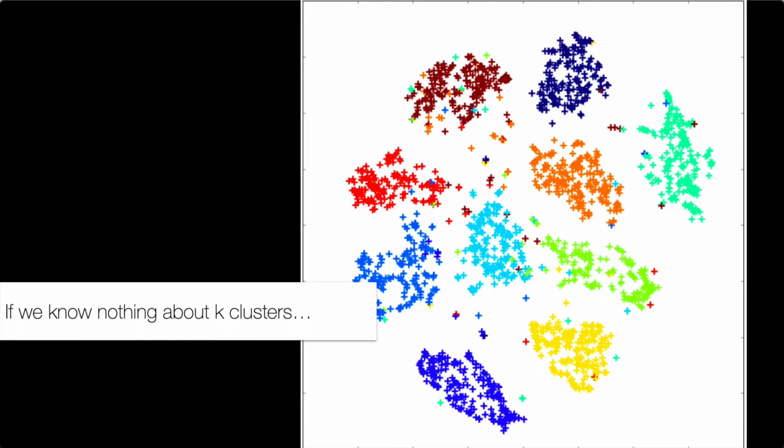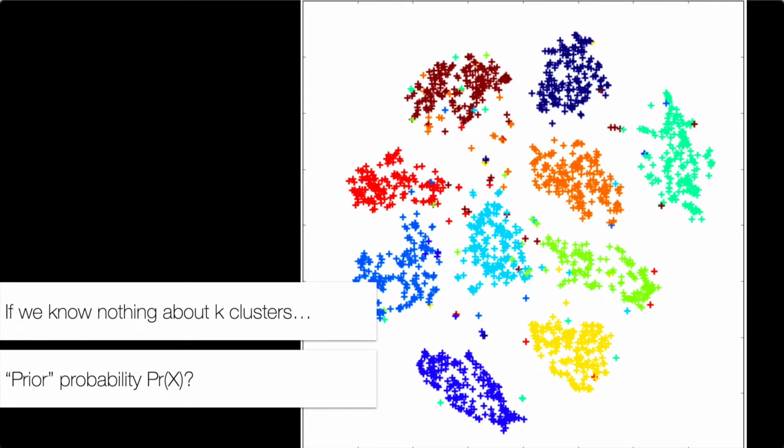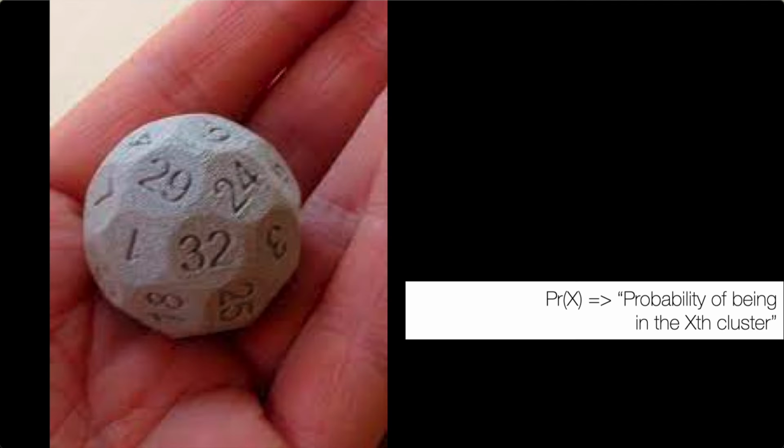If we know nothing about the clustering that we've created, or we haven't created this clustering yet, then what we have is called the prior probability. What is the probability of being in the X cluster? If we get a new movie, we don't know what that movie is, but we want to understand what the probability is of that new movie being in one of these X clusters. And this probability of X is our random variable. The way we would interpret this is, given some movie, what is the probability of this movie being in the X cluster?